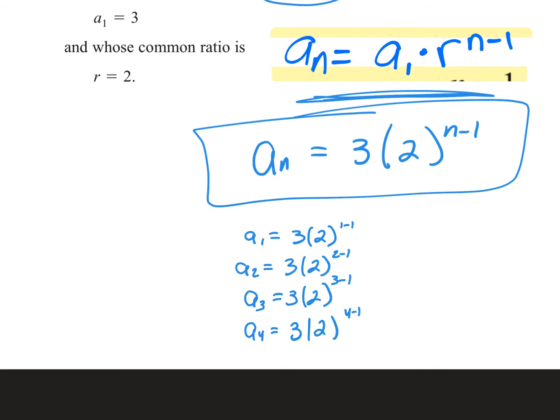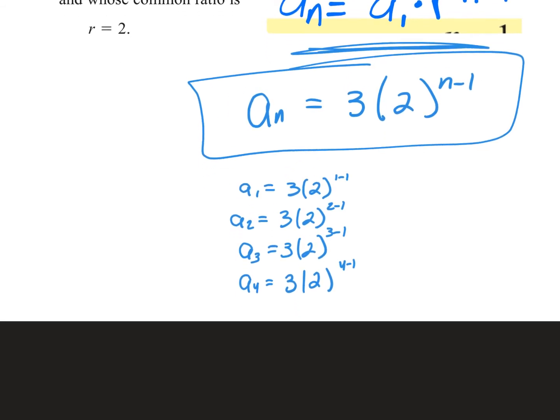Do I need to see that you said 2 to the 0 power? No, I don't need to see all that. But I at least need to see this step. If you want to go one step further and say 3 times 2 to the 0, 3 times 2 to the first, 3 times 2 to the second, 3 times 2 to the third, that's fine.